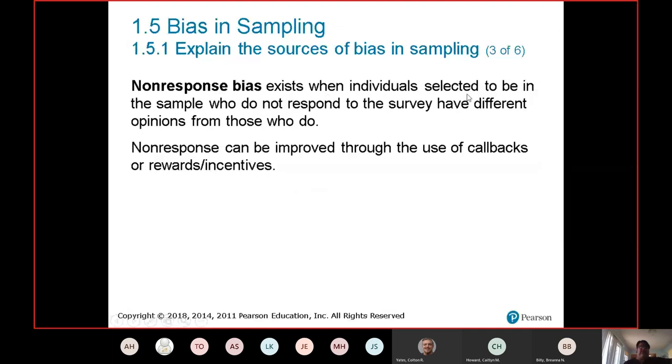Non-response bias. Individuals selected to be in a sample who do not respond have different opinions from those who do. Non-response can be improved through the use of callbacks. Some people would say, okay, these people didn't respond, so we're just going to do the ones that did respond. We're not going to make phone calls and try to get them to respond. No, if you survey 100 people, then you need to get 100 feedbacks back. You don't stop at 50 and say, oh, well, the others didn't return, we're just going to go ahead and do with these 50. No, that ain't the way it works.